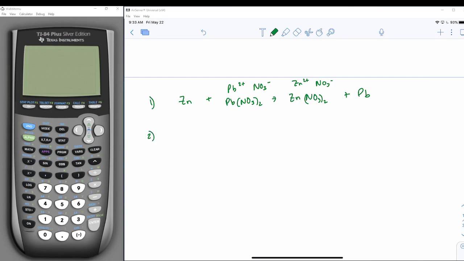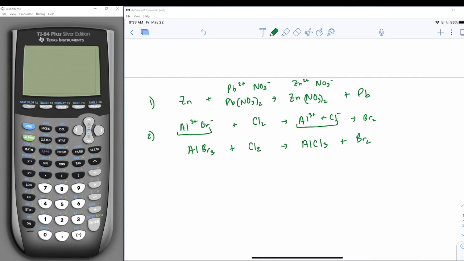Because if you look at the second one, aluminum bromide, Al3 plus Br minus, plus chlorine gas, which is Cl2, yields Al3 plus Cl minus, plus Br2. You've got to combine these now. Okay, so this is AlBr3 plus Cl2 yields AlCl3 plus Br2.